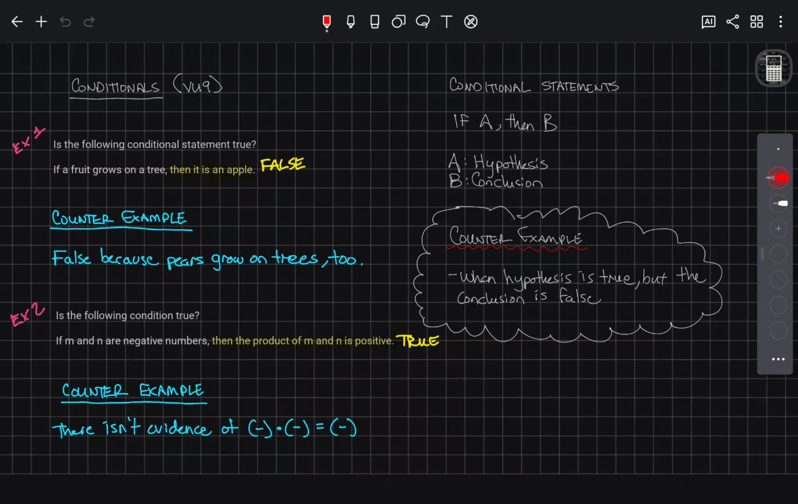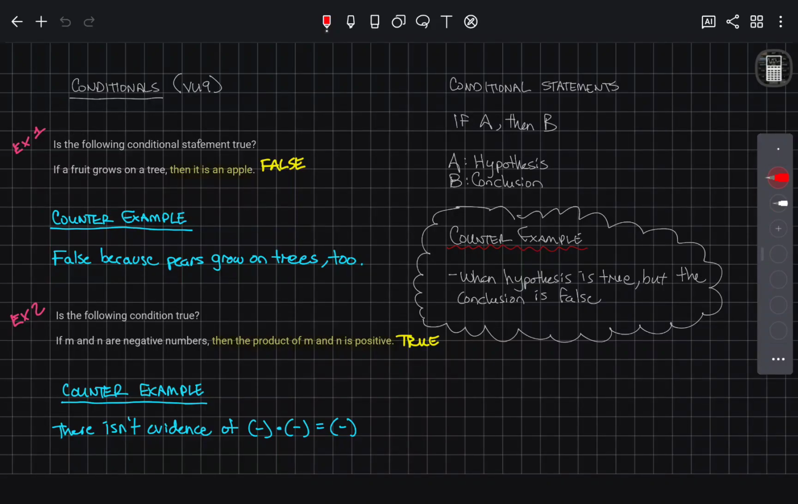a counterexample, something that when the hypothesis is true but the conclusion is false. If we can create a counterexample, that's going to be the proof for it. So I'll give you examples of a counterexample, and then it'll start making more sense.